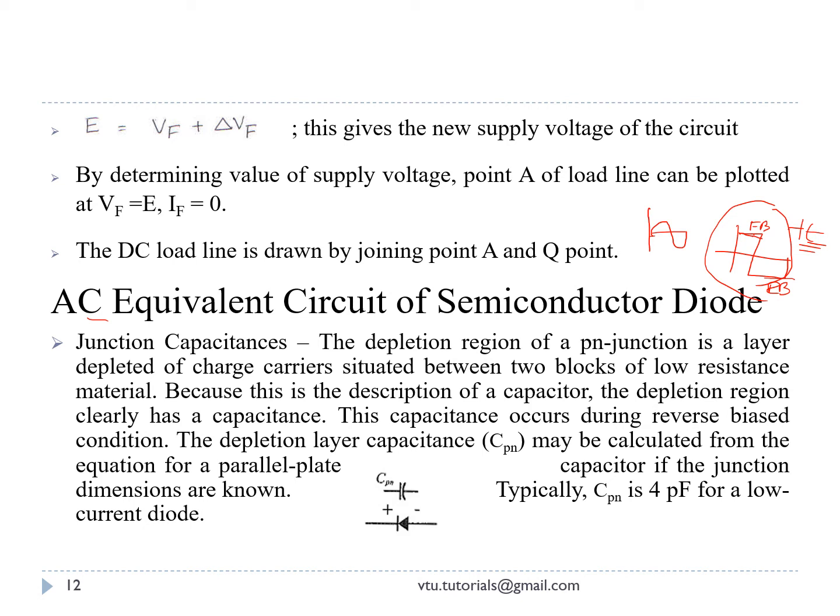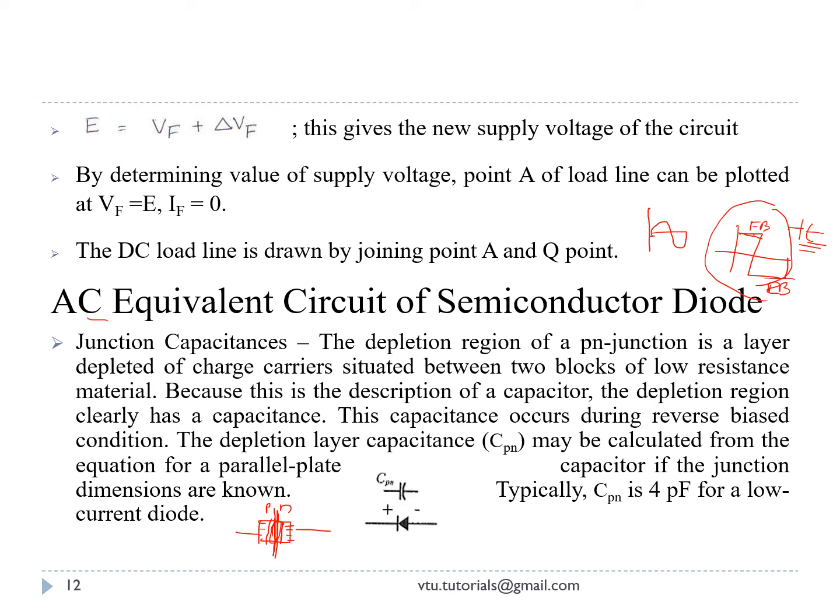When you see the junction capacitance, when you consider a diode, there exists a junction between P type and N type. This junction behaves like a capacitor. Now let's see how it behaves. The depletion region of a PN junction is a layer of depleted charge carriers situated between two blocks of low resistance material. Here you have a depletion region, and these two parts will be the N type and the P type. This region is depleted of the charge carriers.